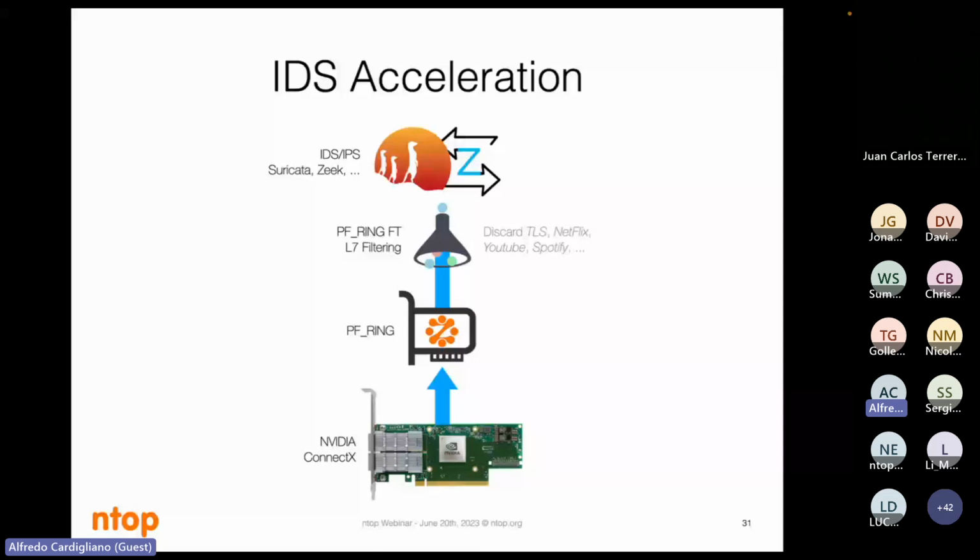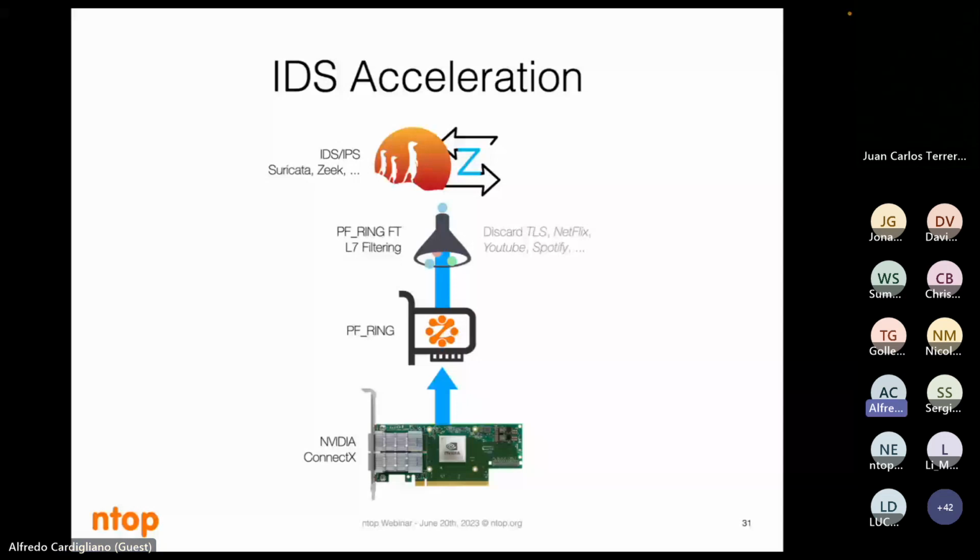That means that you can use our PF-ring FT to discard traffic which is useless, let's say, for an IDS, and if you consider internet traffic, it's actually most of the traffic. So if you're able to discard traffic which is, for instance, encrypted or compressed, like TLS, or multimedia traffic like Netflix, YouTube, or Spotify, you are discarding 70% of the traffic, 80% of the traffic, and you're saving a lot of resources like CPU when processing this traffic in the IDS.